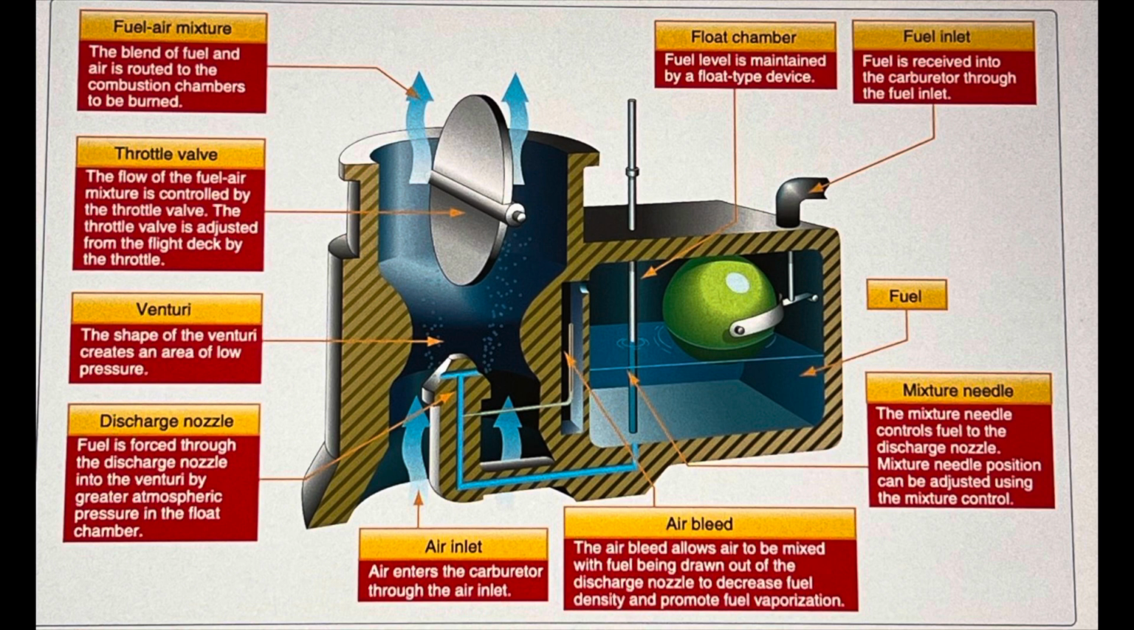We have the float-type carburetor, complete with idling, accelerating, mixture control, idle cutoff, and power enrichment systems. And the other carburetor is the pressure carburetor. Pressure carburetors are usually not found on small aircraft. The basic difference between these carburetors is the delivery of fuel.